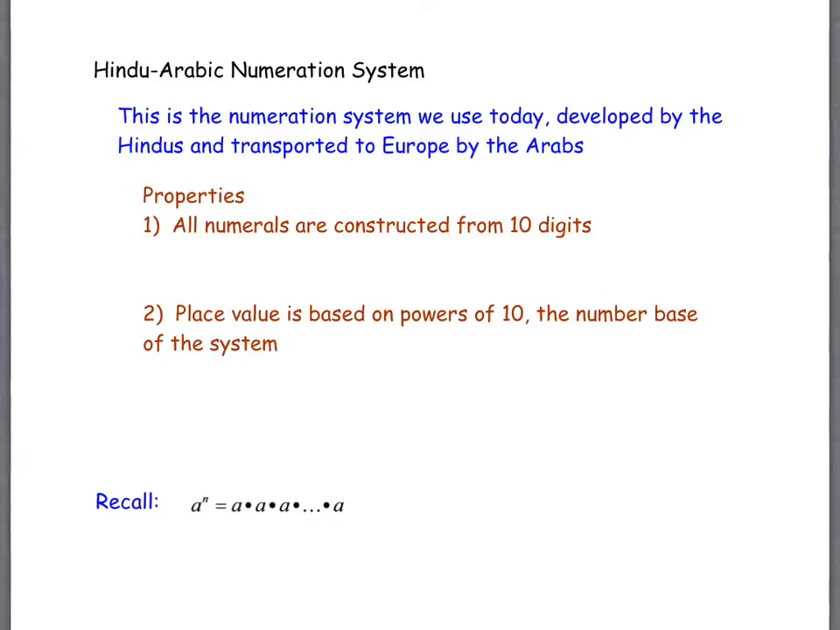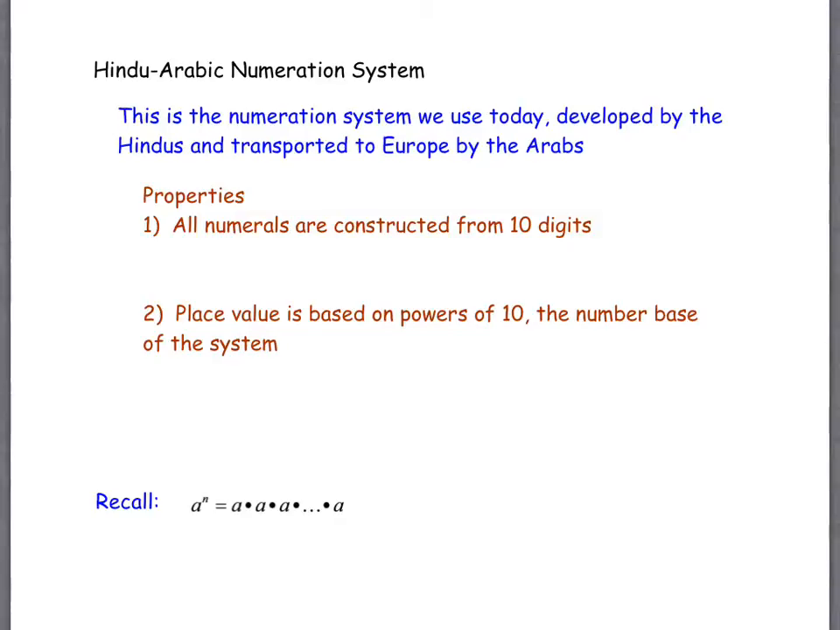Our system is called the Hindu-Arabic numeration system. Sometimes you'll see the word Hindu replaced with another word, but that is not always what's used at the beginning. This is the numeration system we use today. It was developed by the Hindus and then transported to Europe by the Arabs.